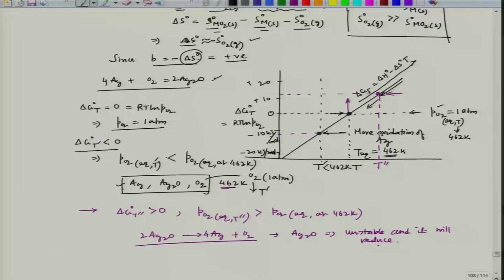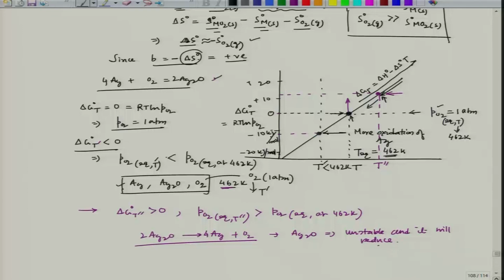Similarly, if it is taken to this particular position, then of course I need more oxygen for the reaction to reach equilibrium, and that oxygen will come from the reduction of Ag2O. So, this is the very concept of this Ellingham plot of del G with temperature.